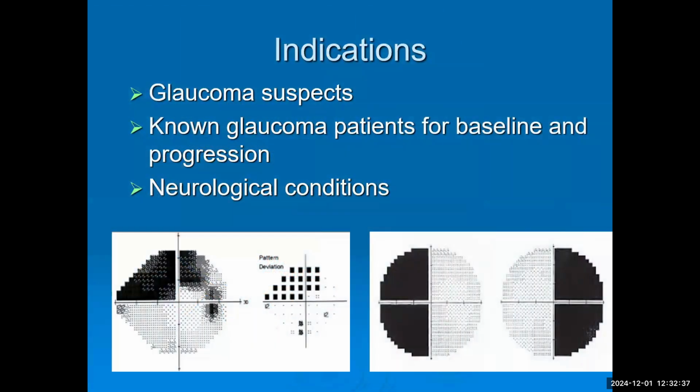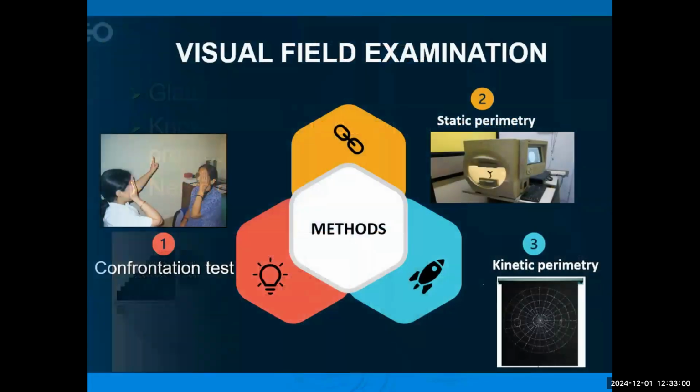There are many indications, but the common ones for whom we usually need to do it are those with glaucoma suspects and known glaucoma patients, as I was just telling, to know the baseline and also for the progression. And thirdly, neurological conditions, like if they have stroke or infarcts or any brain-related diseases. These people usually have some visual field defects.